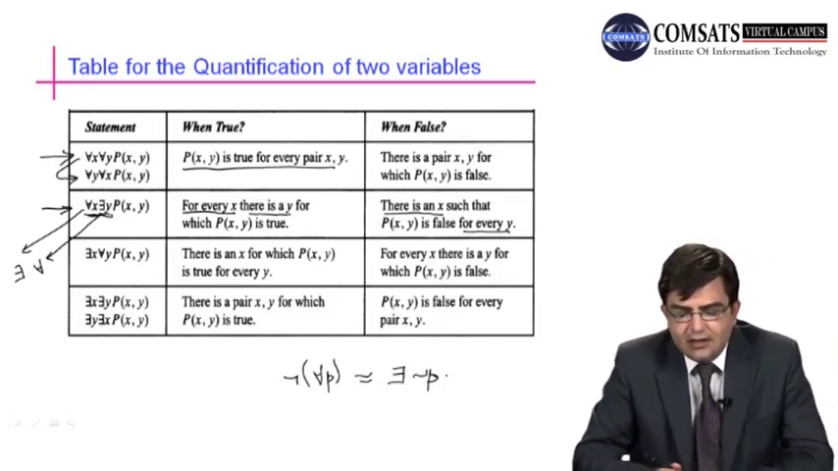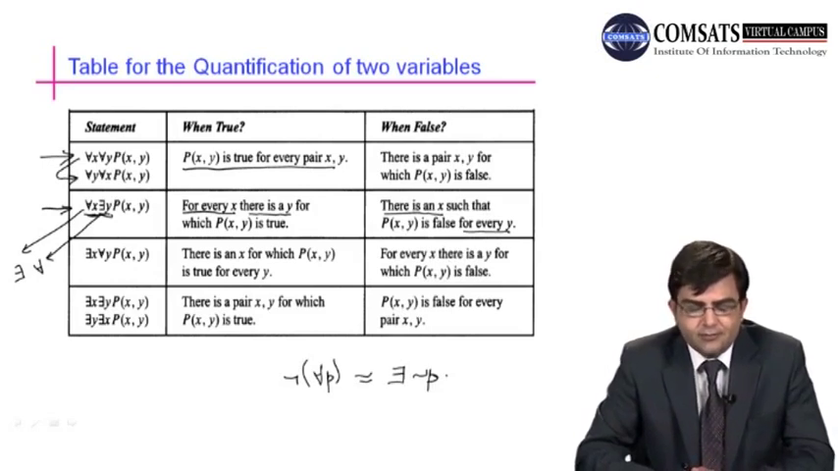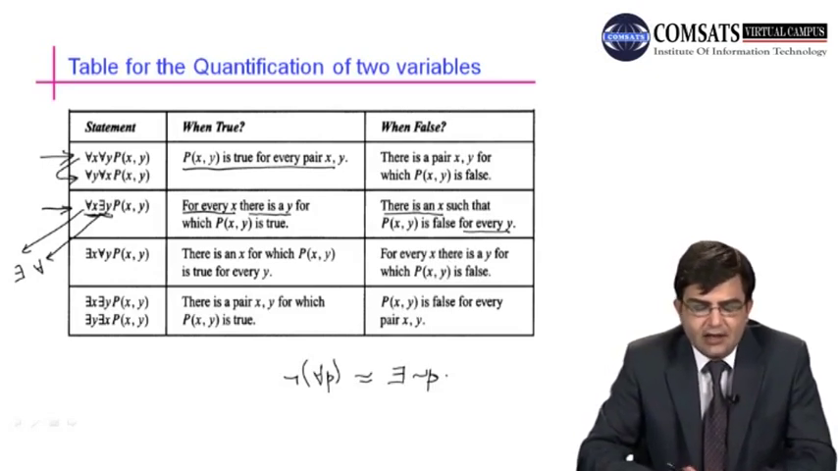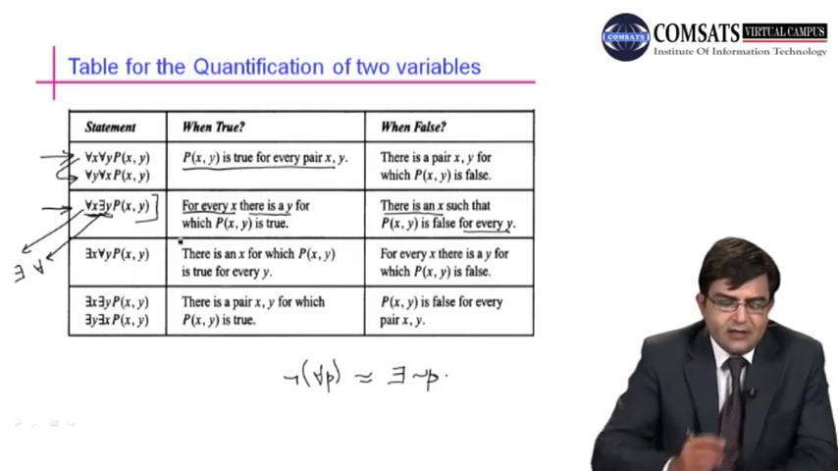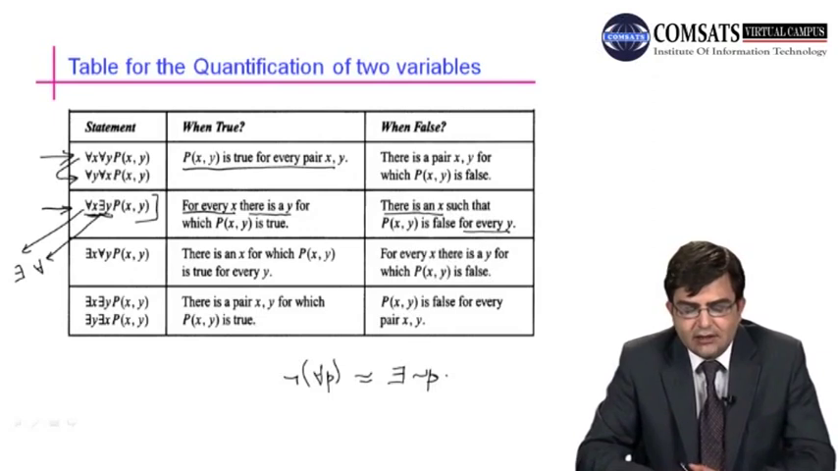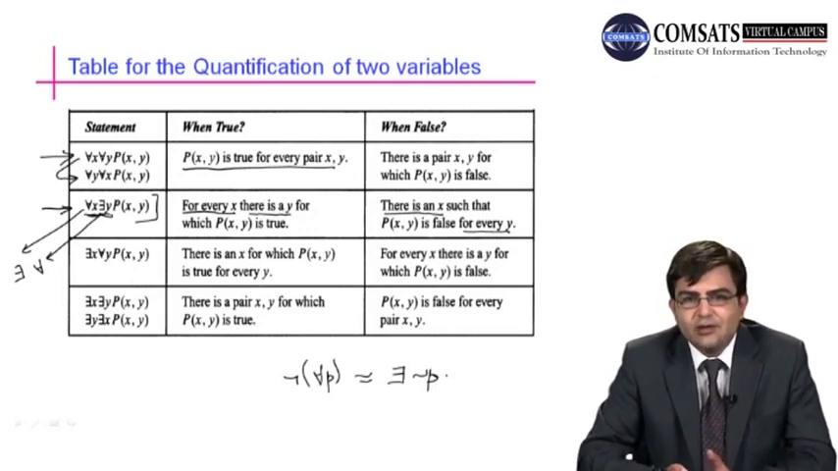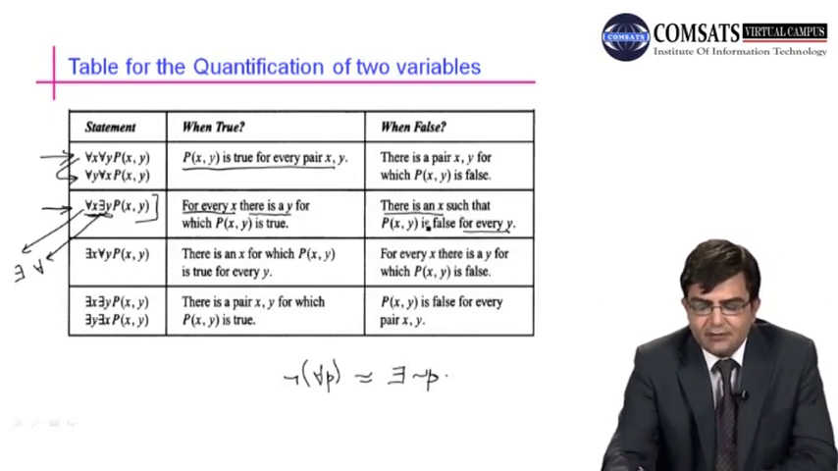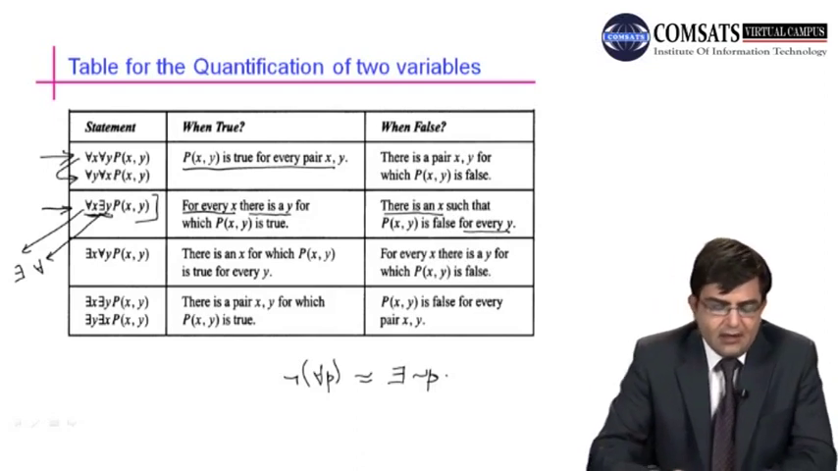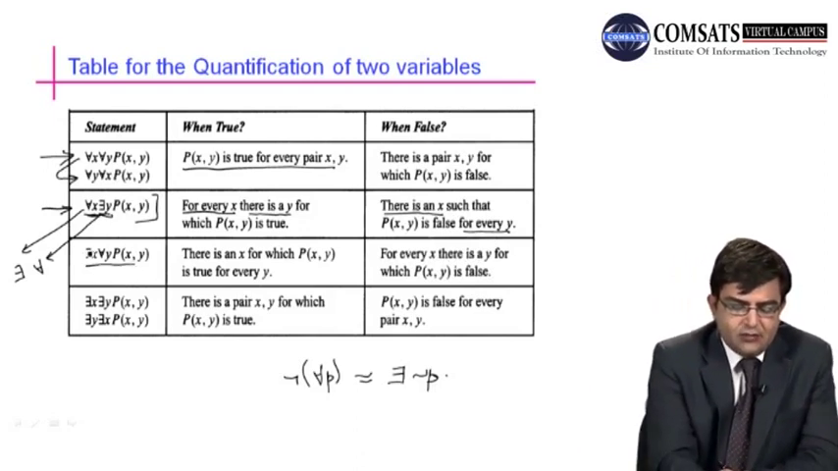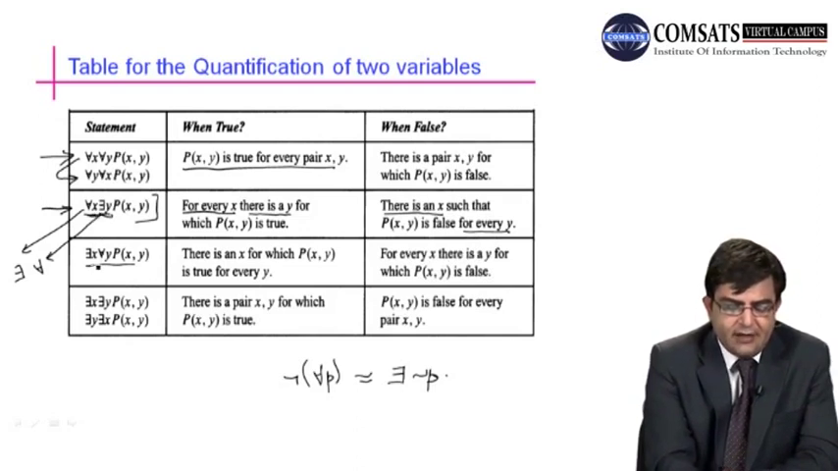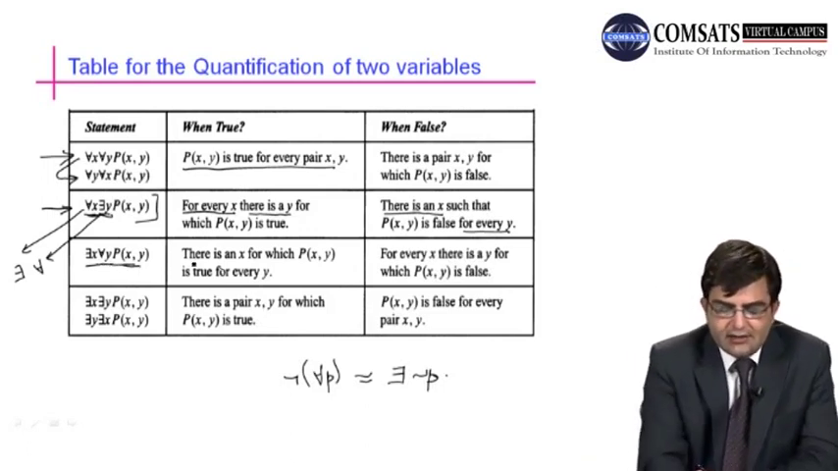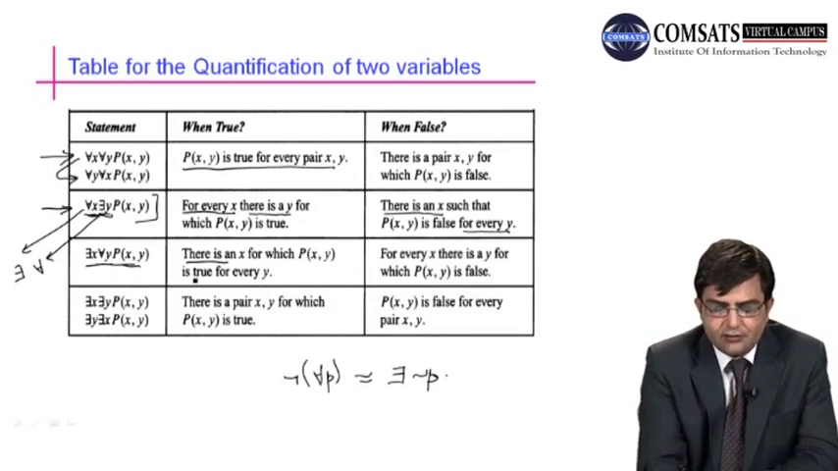So for the truth and falsity of these statements we take the negation of these statements. Basically you know that the negation of true is false. So when this statement will be false, there is some x such that P of xy is false for every y. Another statement is, now in this we have inverted the universal and existential quantifier. There is some x such that for every y P of xy is true. So there is some x for which P of xy is true for every y.